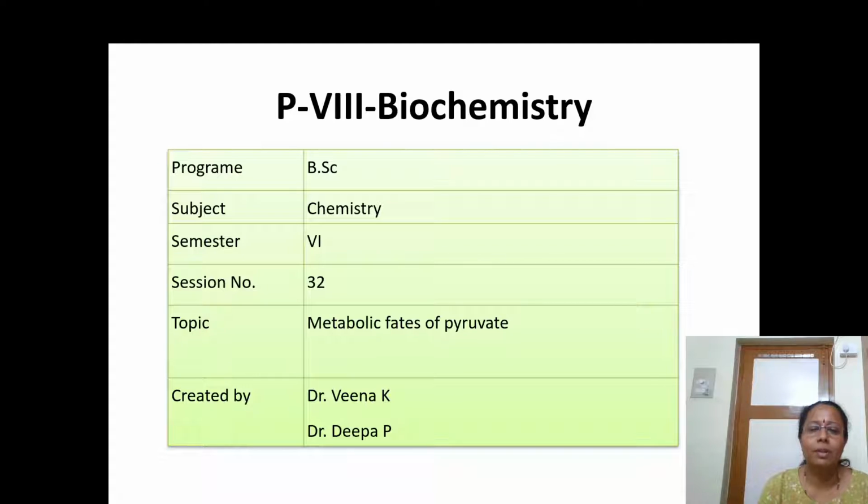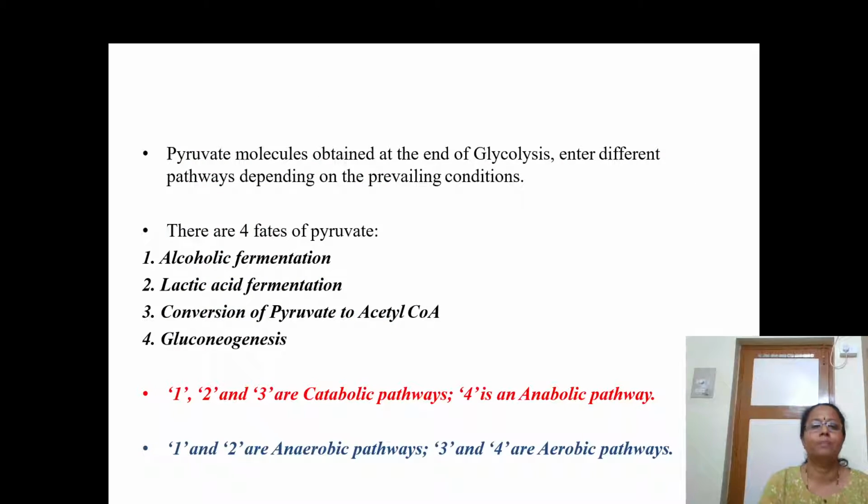Now we have come further ahead. Now you have a pyruvate from the glucose molecule. We will see what will be the fate of this pyruvate, or in other words, what happens to pyruvate next. The pyruvate molecules obtained at the end of glycolysis enter into different pathways depending on the prevailing conditions.